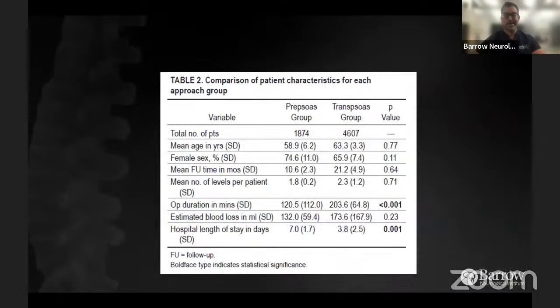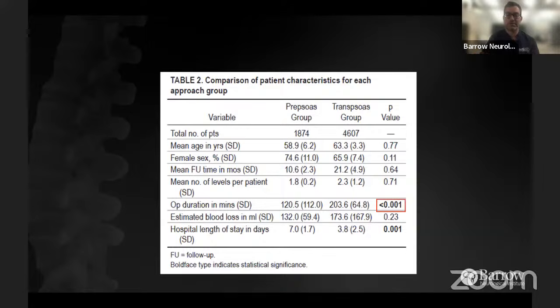So then looking at the meta-analysis, overall, in the trans-psoas group, there were 4,607 patients included. In the pre-psoas group, 1,874. They had similar age, gender, follow-up time. The mean number of levels per patient was similar.